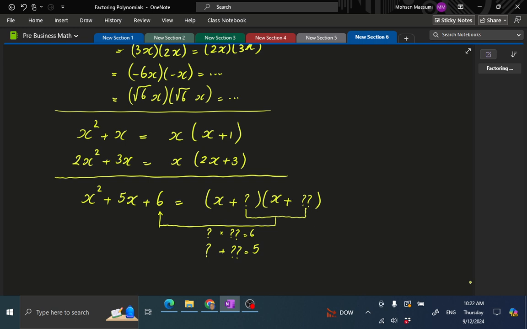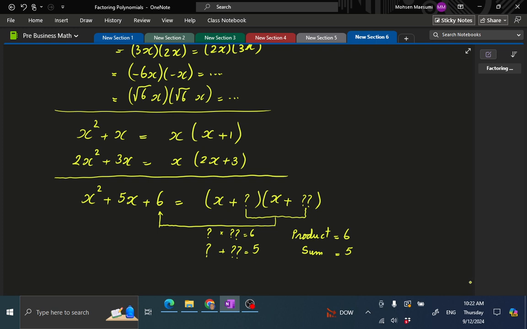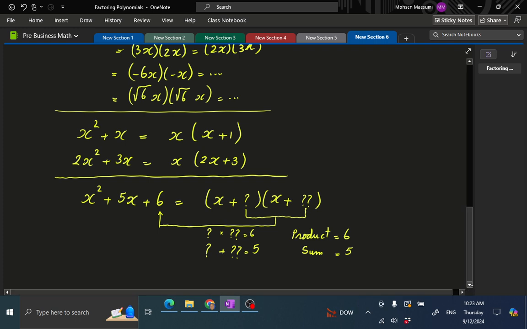Sometimes we state it like this: product means multiplication. Product is 6, and sum means addition. Sum is 5. What are two numbers such that their product is 6, and their sum is 5? Well, with these being small numbers, you probably can come up with a quick guess. If you cannot guess, you can do the following.